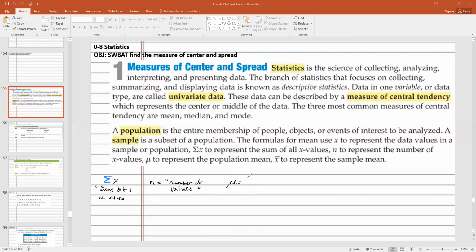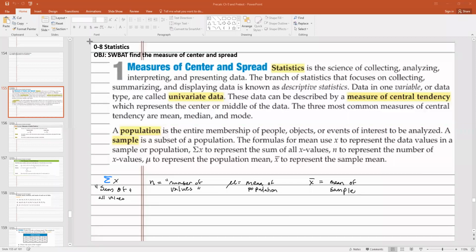Mu is going to be the population mean. Mean, again, in middle school, you heard of as average, the average of something. And where we have the line above the X, that's going to be the sample mean. The mean of a sample, so not the whole population, but just part of it.